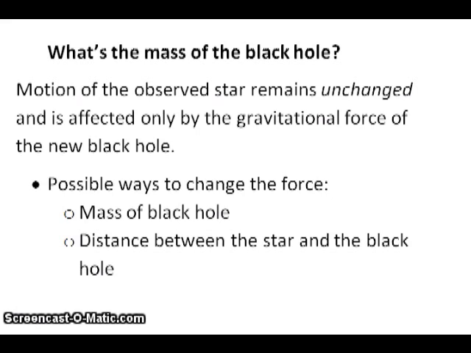Now, if a different black hole was put into this situation and the motion of the observed star did not change, there are two possible ways that this could happen. This could happen if the mass of the new black hole was the same as the original one, since the force of gravity is the only thing affecting the path of the star, or if the distance between the star and the new black hole was such that the force of gravity would be the same as before.